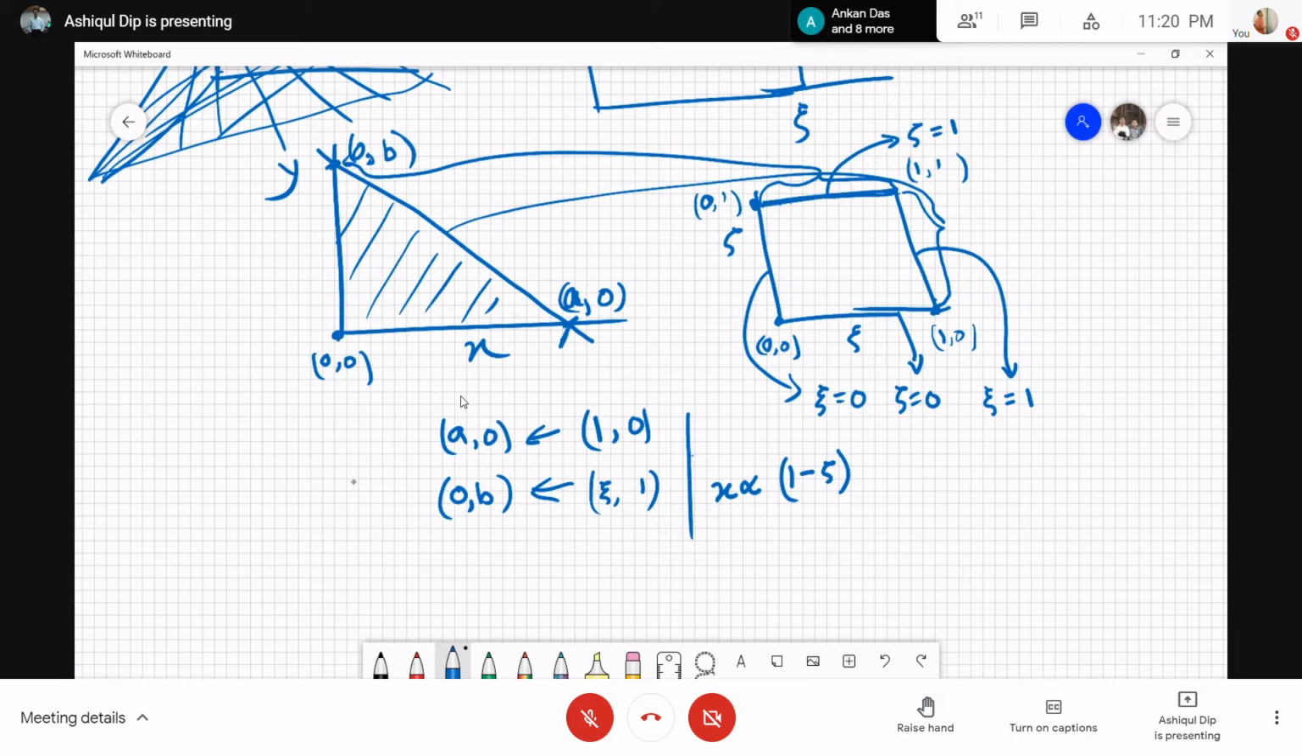Also, I need my y. X should be proportional to 1 minus this thing. So let's consider this one, and let's see how far you can go. Also I want it to be 0 when it's 0. If someone could help from the previous class, because we figured that out in that class, how to map this thing consistently.